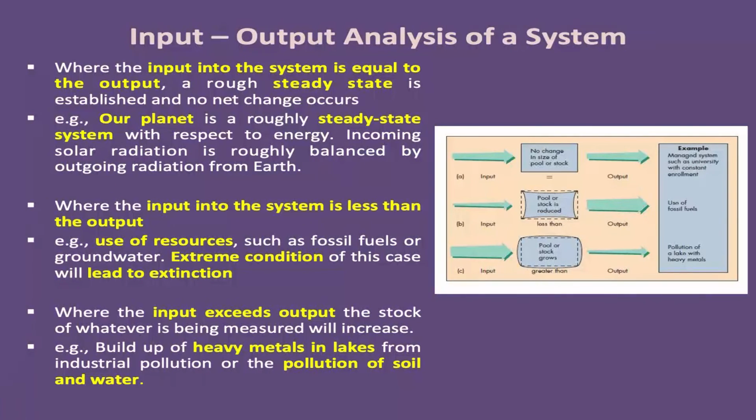An example is the building up of heavy metals in a lake from industry pollution, or the pollution of soil and water. So the output is very less, but the input is so high. So this will increase the pool size or the stock in the pool. So these are the three examples of the Earth system: steady state, the use of resources where the input is less but the output is very large, and then third, the input is large and the output is very less.